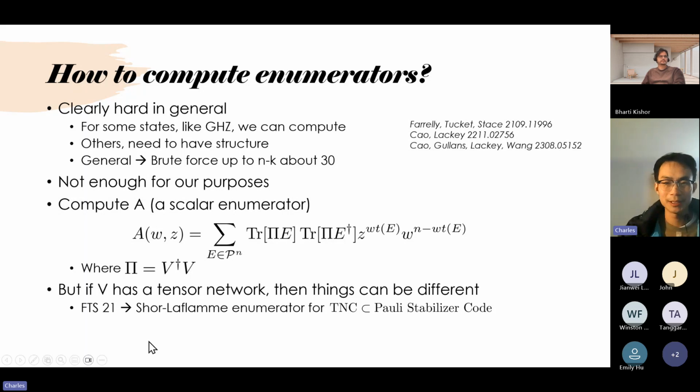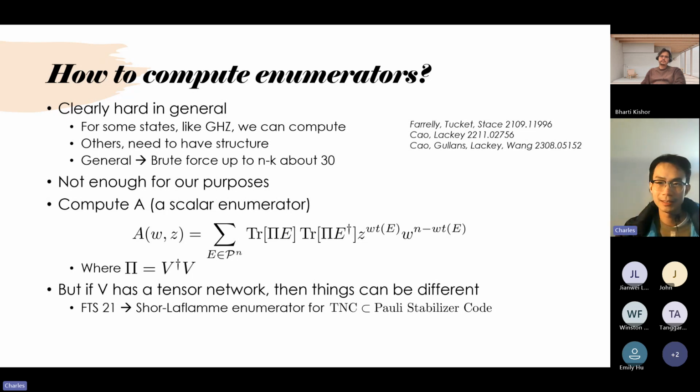One of the things we can realize is that the projection onto the code space is given by the encoding isometry times its dagger. Now, if the encoding isometry is coming from a tensor network, then perhaps I can compute the enumerator for each tensor, then connect all these tensors together, and eventually get the enumerator of the entire thing. That is the general idea behind this work.